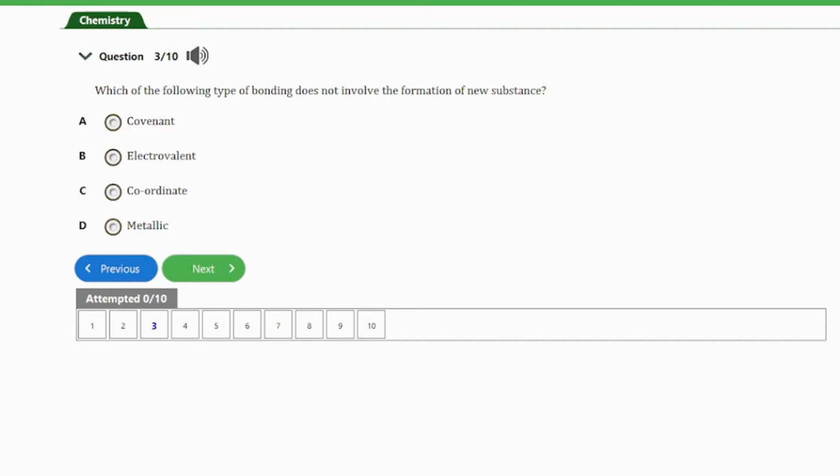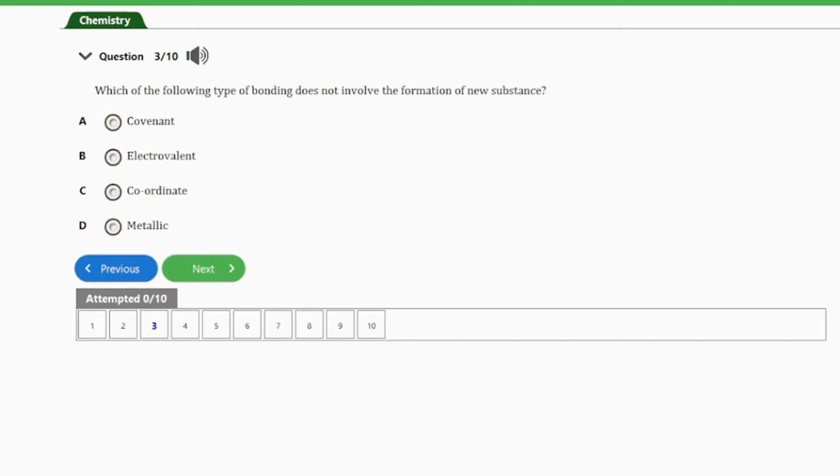Let's quickly check out the next question, and that's question number 3. The question says, which of the following types of bonding does not involve the formation of a new substance? A, covalent, B, electrovalent, C, coordinate, and D, metallic. The answer to this question is option D, and that's the metallic bond.